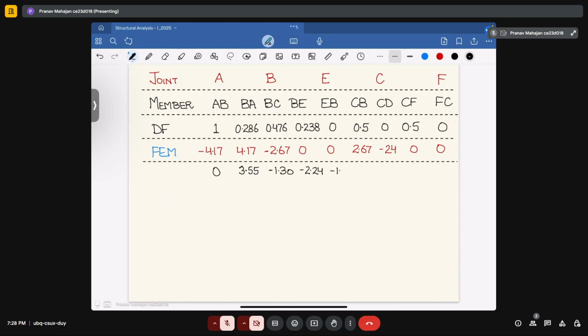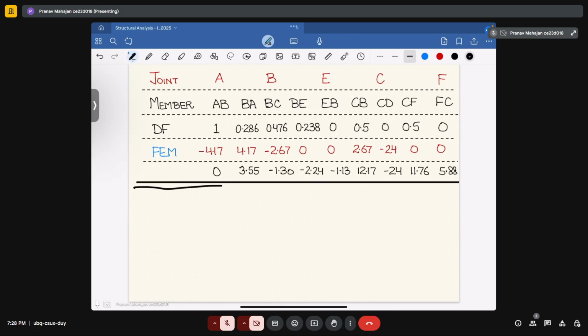Then minus 1.13. For CB, it will be 12.17. For CD, it is minus 24. For CF, it is 11.76. And finally, for FC, it is 5.88. Okay, so this will complete the problem for calculating the different absolute moment at the section.